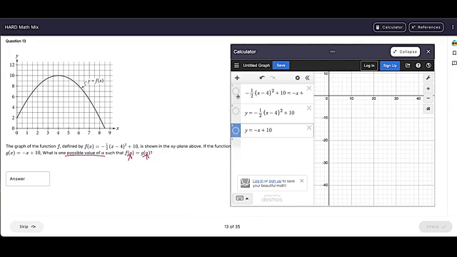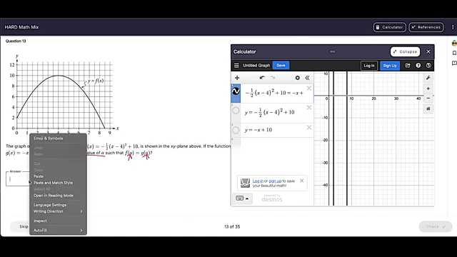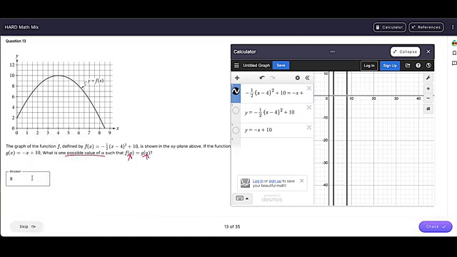Luckily, they're the same, so we don't really run into an issue. But if we're just looking for the x values, then setting them equal to each other, in this case, is going to be a little bit more straightforward. So yeah, either 2 or 8. I'll go ahead and put in 8.